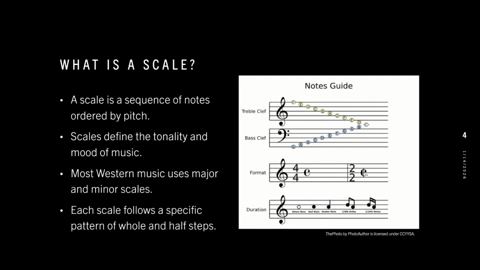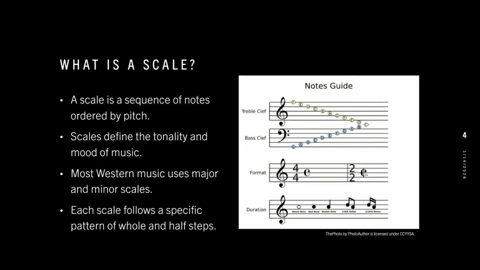To understand scales, we need to know about whole steps and half steps, because these are the building blocks of every scale. A half step is the smallest distance between 2 notes in Western music. On a piano, it's the distance from one key to the very next key, whether it's black or white. For example, moving from C to C sharp or from E to F is a half step.